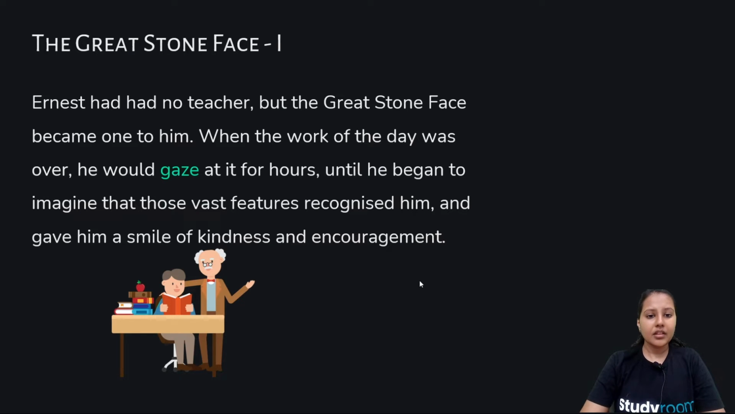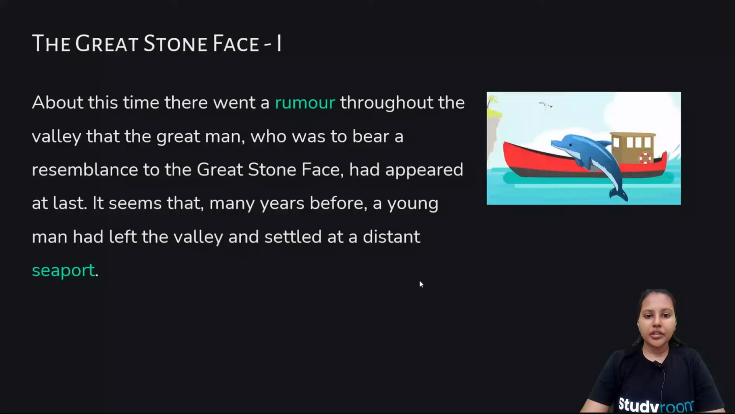About this time, there went a rumor throughout the valley that the great man who was to bear a resemblance to the great stone face had appeared at last. It seems that many years before, a young man had left the valley and settled at a distant seaport. So now, during this time when Ernest was growing into a youth, the rumor spread through the valley. The valley is the area, the village where they live. So the rumor spread that the man who actually has the face like the great stone face had finally appeared.